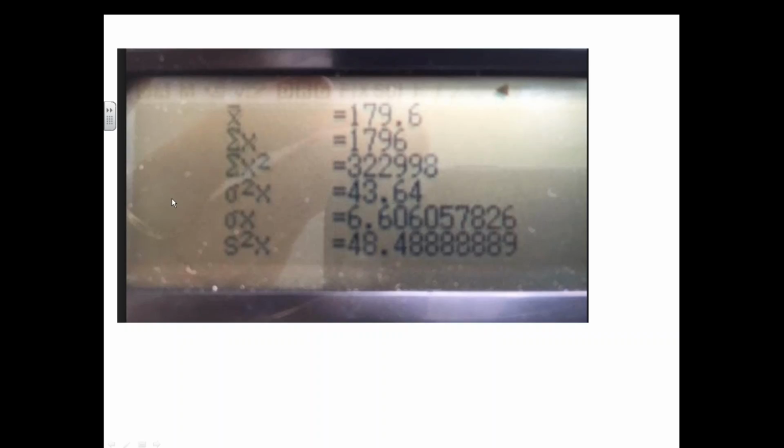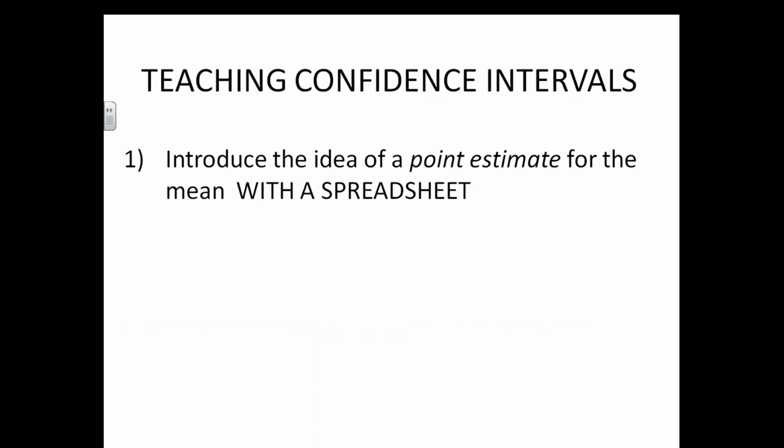I'm not here to sell you Casio calculators. It's just an aside. So, confidence intervals.